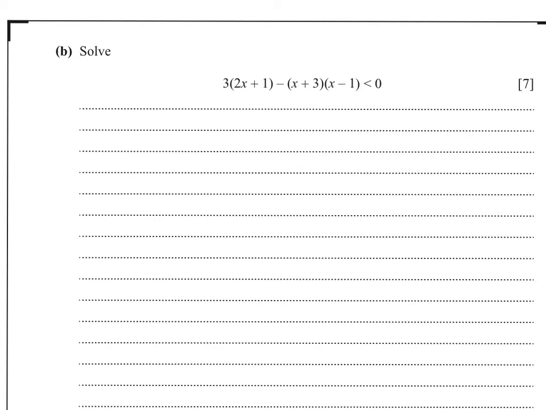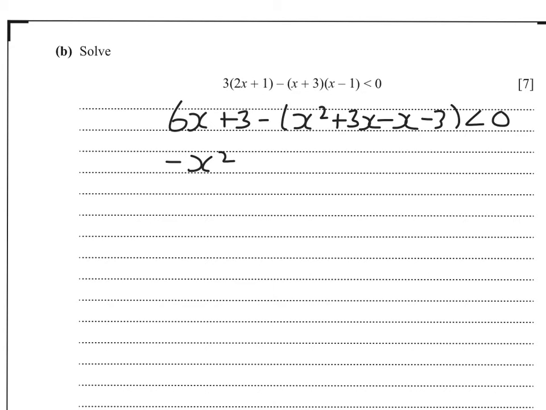I'm going to start by expanding the brackets. 3 times 2x gives me 6x plus 3 minus, and then we have x squared plus 3x minus x minus 3, and we want to know when that is less than 0. We have a minus x squared with 6x take away 3x, which is 3x plus x, so that is 4x, and with 3 take away minus 3, so 3 plus 3, which is 6.